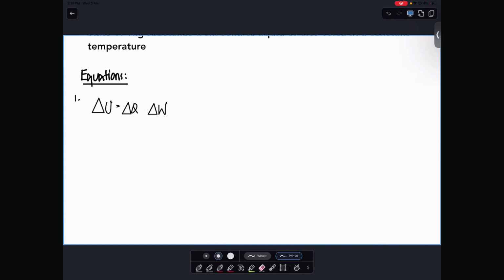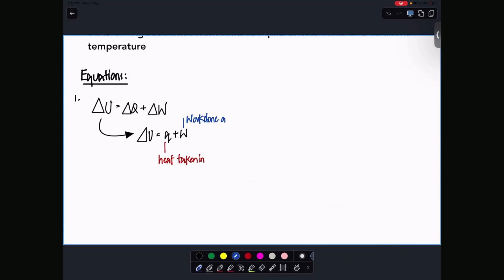What Q? Small q. So small q actually has a meaning. Small q means heat is provided to the system, or big Q is heat given by the system. I've seen they accept both of them. The other one that we have here is del U is equal to Q plus W. And the Q here represents heat taken in, and this W represents work done on the system.